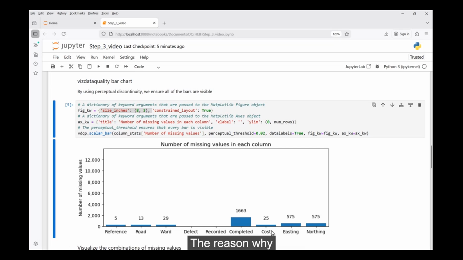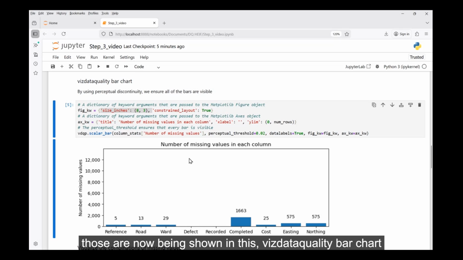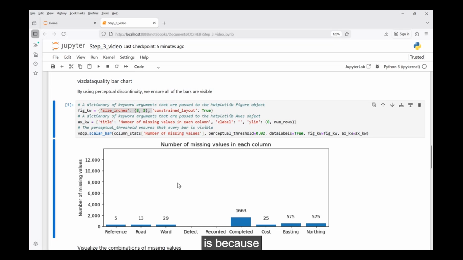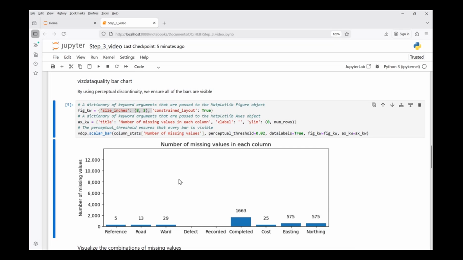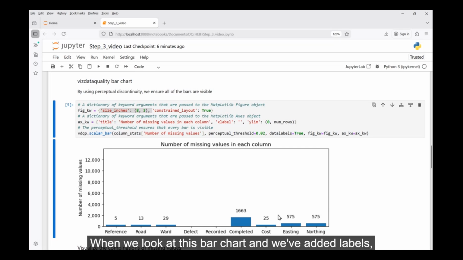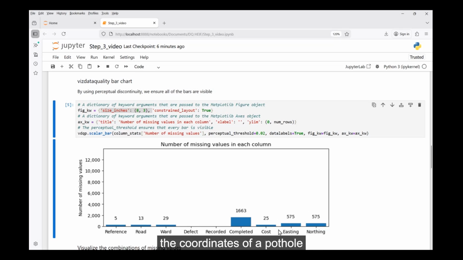The reason why those are now being shown in this Viz Data Quality bar chart is because that uses something known as perceptual discontinuity to ensure that even very short bars are visible. When we look at this bar chart, and we've added labels, so we've got the number of missing values as well, we see that easting and northing, the coordinates of a pothole, are missing the same number of times.